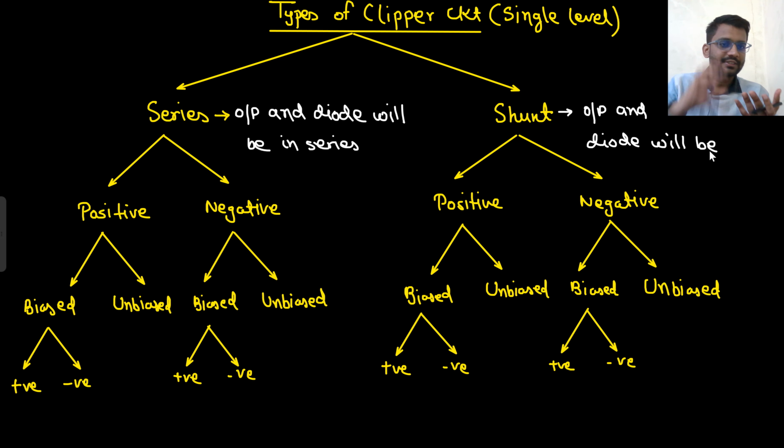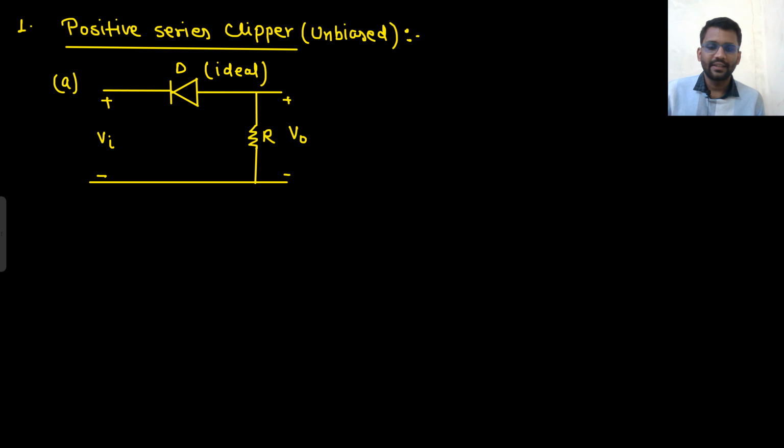You just need to understand the analysis, not the name, because in the exam the circuit will come, the name will not come. It will not say a positive series clipper circuit is there. The circuit will come and you have to draw the output waveform. So analysis is important. Okay. Well and good. Let's understand the first circuit, that is the positive series clipper circuit.